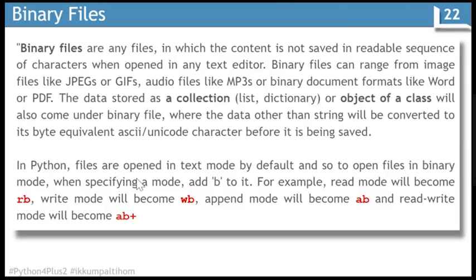In Python, files are opened in text mode by default, and so to open files in binary mode, you have to specify something else along with that, and that something else is nothing but b. So if you want to open the file in read mode, you will write rb instead of r. If you want to open the file in write mode, you will write wb instead of w. If you want to open the file in append mode, you will write ab, that is append binary. And for read-write mode, you can write ab+ or rb+.